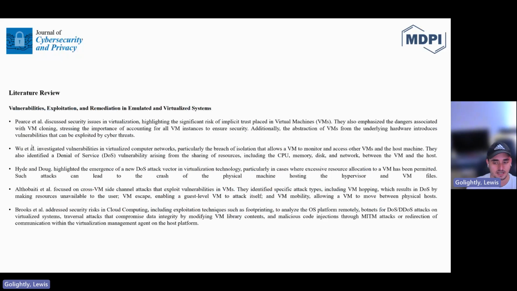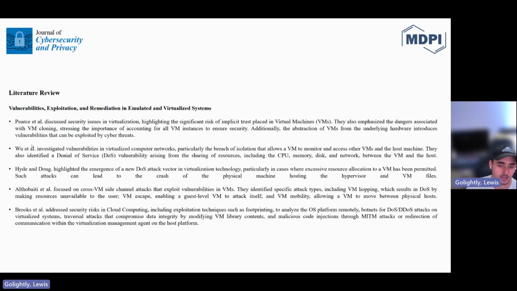They identified specific attack types, including VM hopping, which results in denial of service by making resources unavailable to the user; VM escape, enabling a guest-level VM to attack itself; and VM mobility, which allows the VM to move between physical hosts. So Brooks et al.